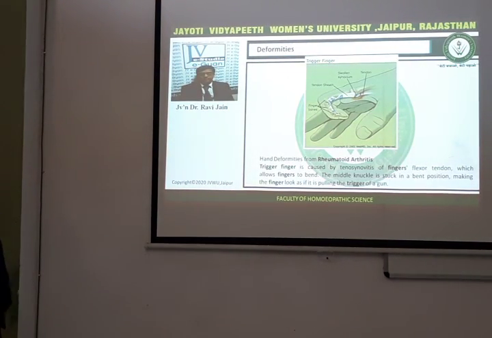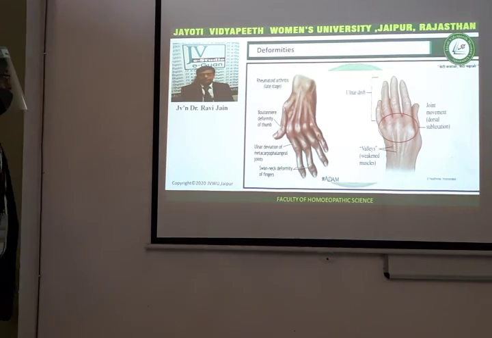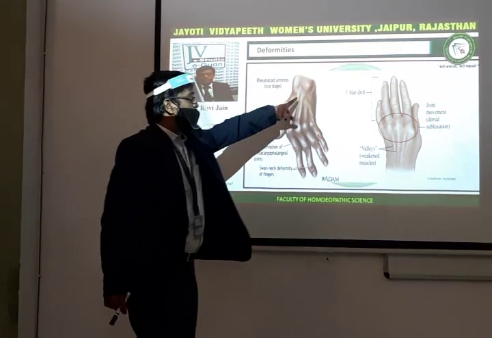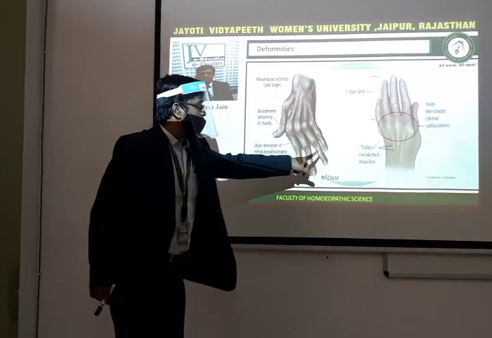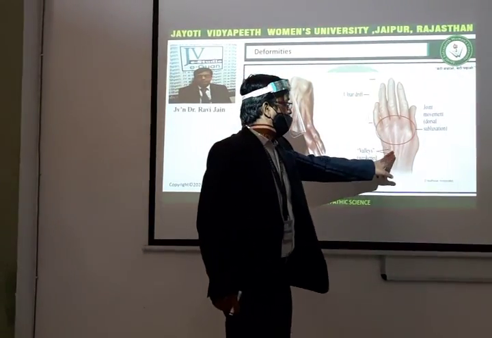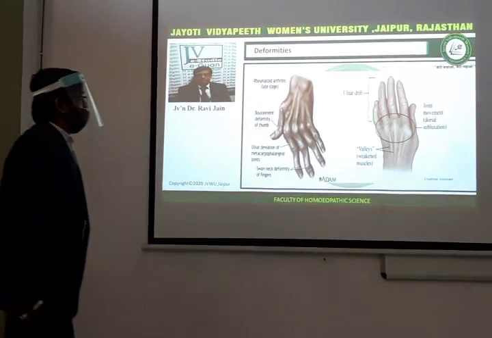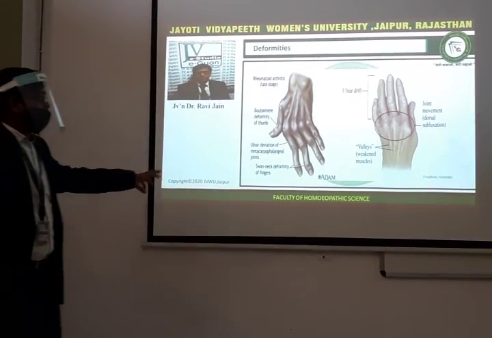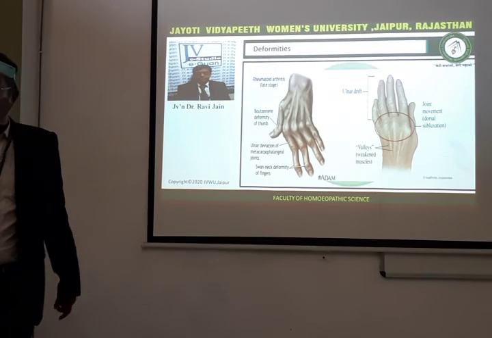This is the trigger finger that you can see. Now, this is the deviation, ulnar deviation of the hand. You can see the ulnar deviation of the fingers. All right, and we are also going to discuss other deformities in the next slide.